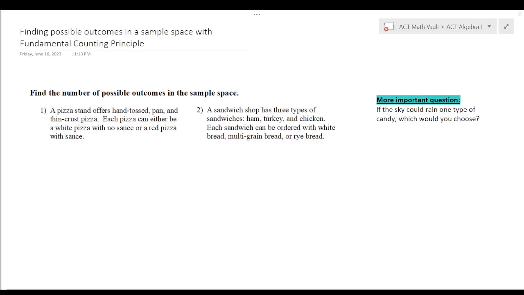Hi everyone, in this video I want to talk about finding possible outcomes in a sample space using the fundamental counting principle. And here are the two problems that we'll do.